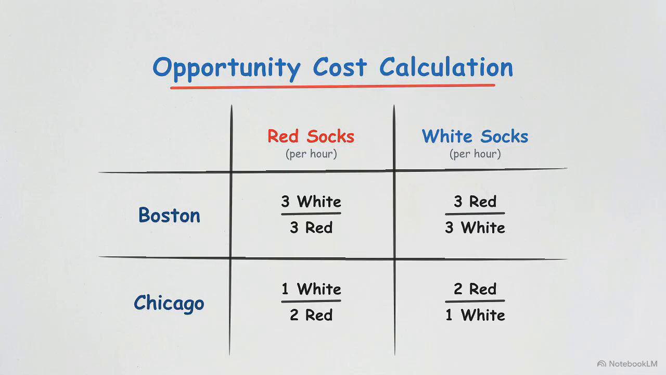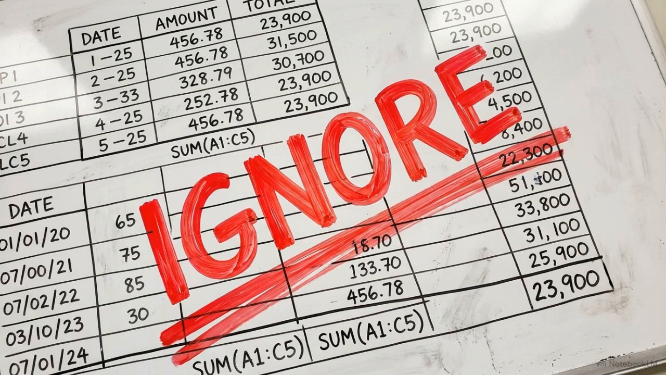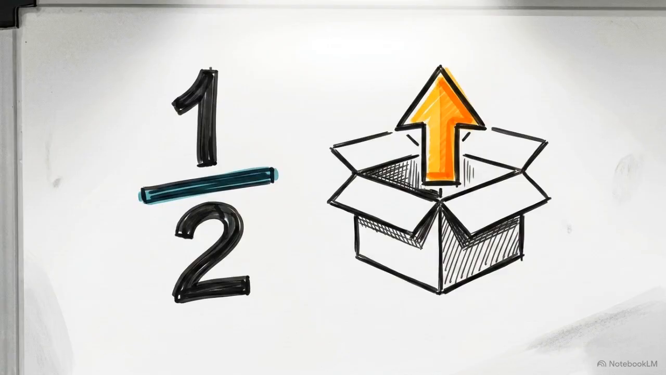Doing that reveals Chicago only gives up half a pair of white socks to produce a red pair, while Boston gives up a full pair. This is your definitive rule for the test. Ignore the raw production numbers, calculate the opportunity cost fraction, and assign the export to whoever has the lower cost.